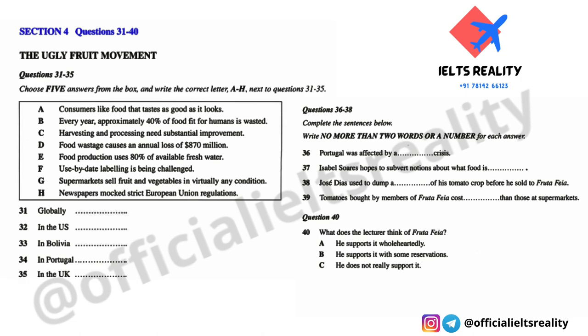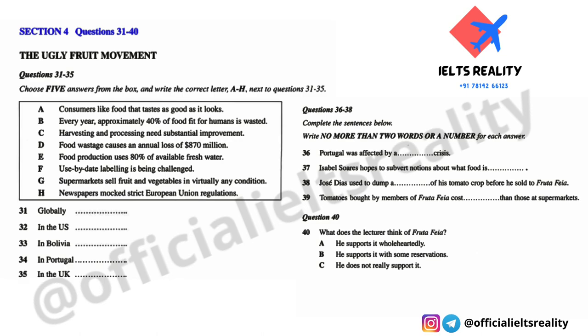According to the Food and Agricultural Organization of the United Nations, or the FAO, around 40% of food for human consumption is wasted globally. The direct economic impact of this is a loss of $750 billion each year. Meanwhile, every day, 870 million people worldwide go hungry.